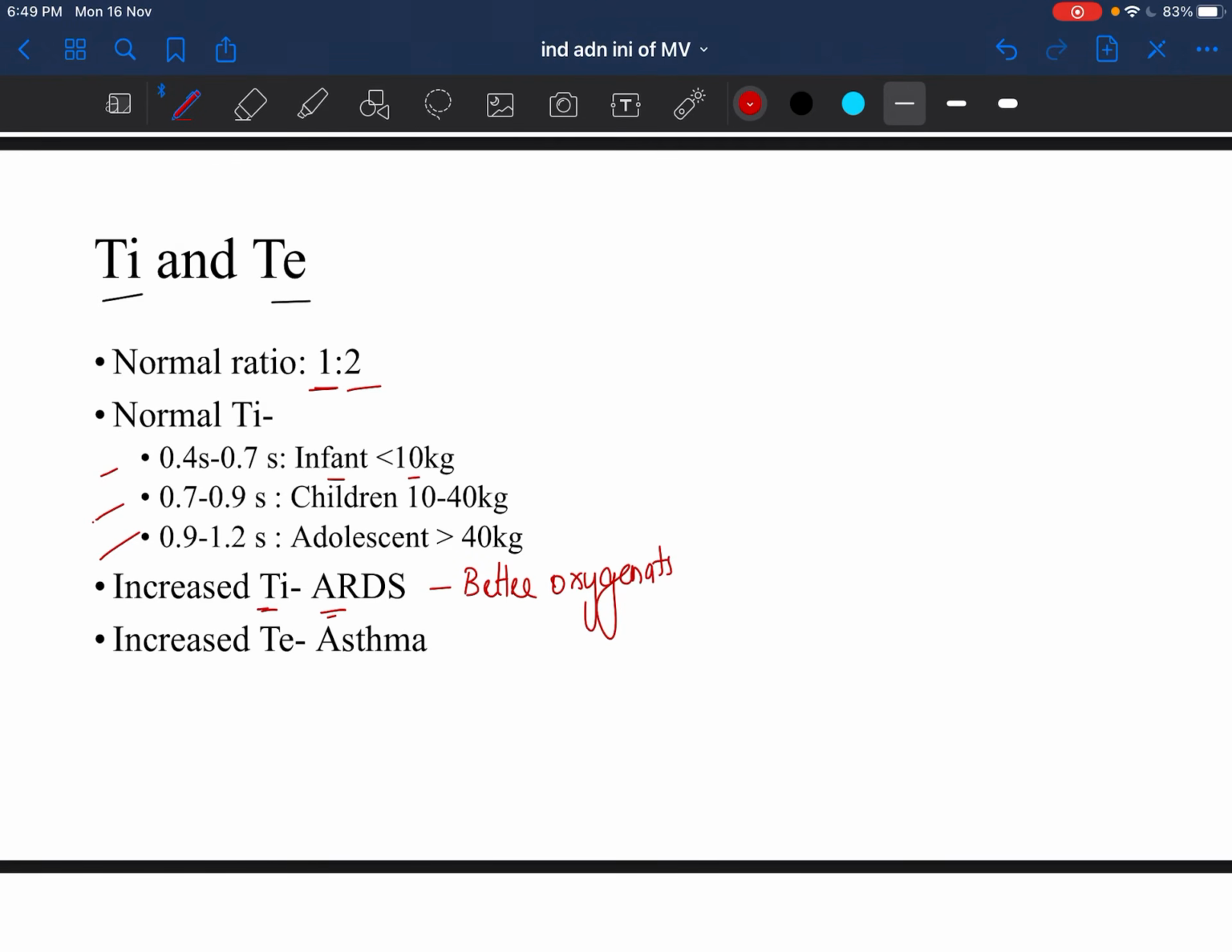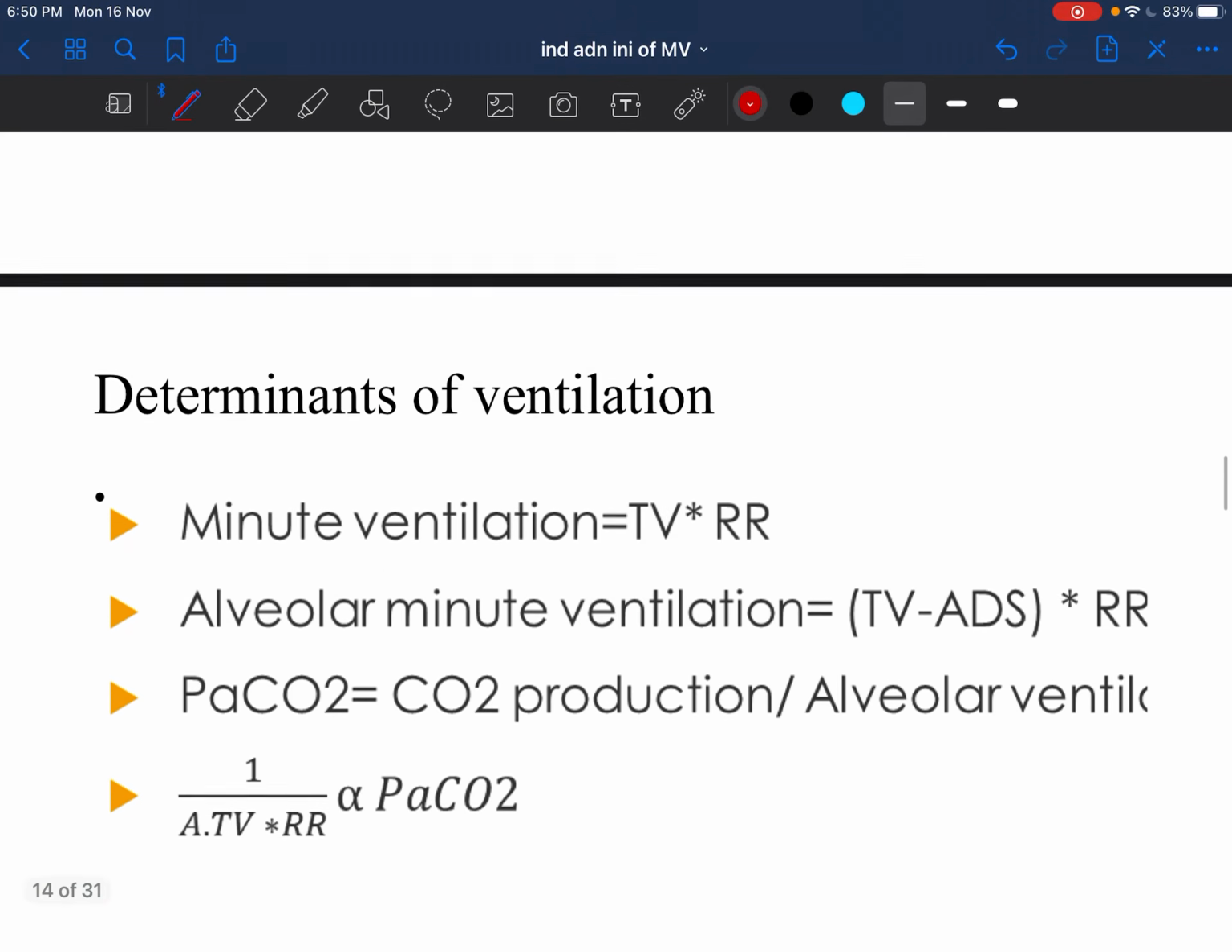Okay. So, initially you start out with a smaller Ti, you might need to increase it if you need a better oxygenation. In asthma, you need to increase your expiratory time so that all your carbon dioxide has time to go out without allowing for auto PEEP or air trapping.